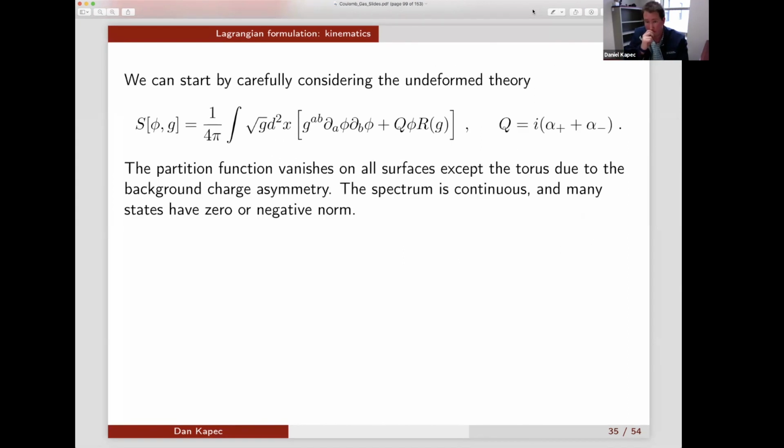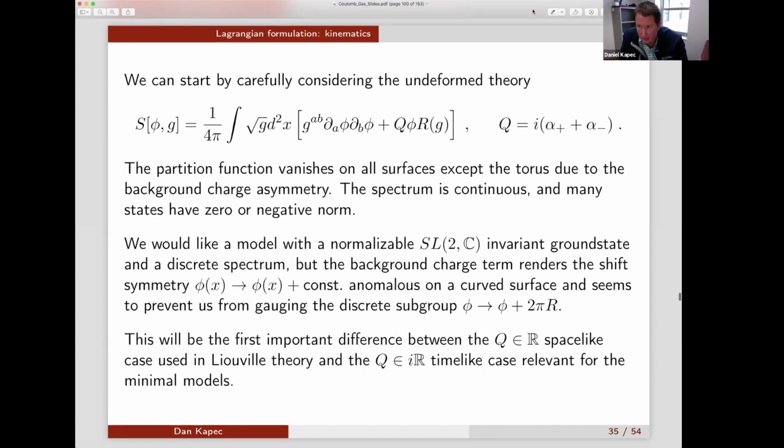Okay, so we're going to start by just carefully considering this free theory, which is the time-like linear dilaton. It has a lot of bad properties. You know, the partition function vanishes on all surfaces except the torus because of the charge asymmetry. Spectrum is continuous. There's states with 0 and negative norm. Nothing that we like. You'd like a model with a normalizable SL2C invariant ground state, discrete spectrum.